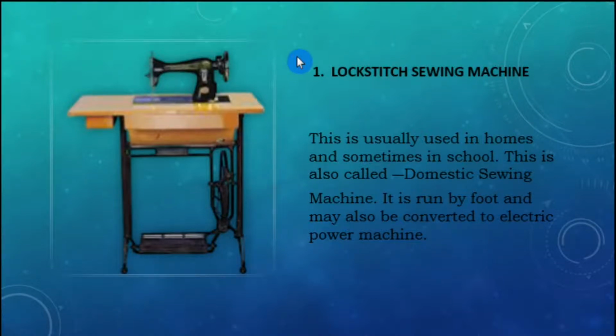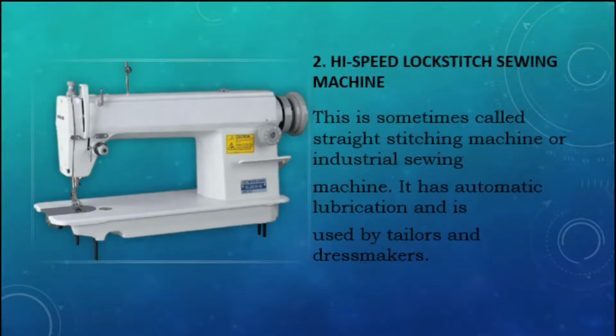The other is the high-speed lock stitch sewing machine. Sabi kanina, it can be converted. So, ito na yung another upgrade niya. This is sometimes called straight stitching machine or industrial sewing machine. Why? Kasi ito yung usual na ginagamit sa industry. Sa industry, ibig sabihin large quantity na sa mga corporations. Kaya tinawag na high speed kasi mabilis. And it is powered by electricity. Kaya naka-indicate dito na it has automatic lubrication. It is used by tailors.